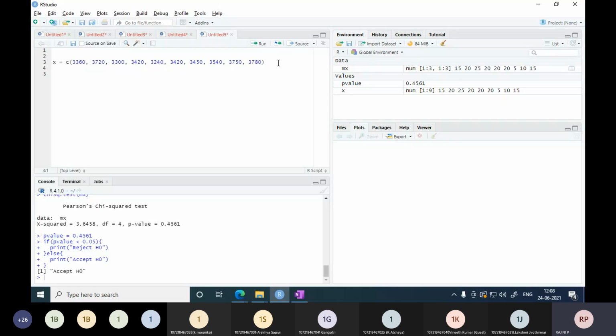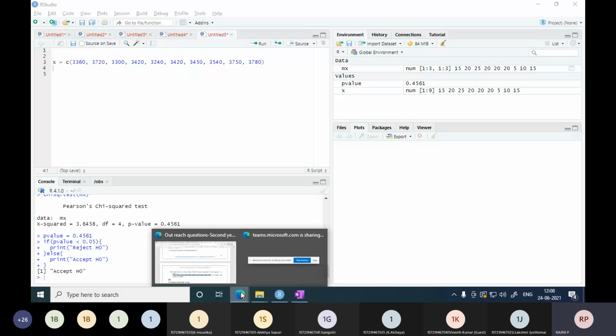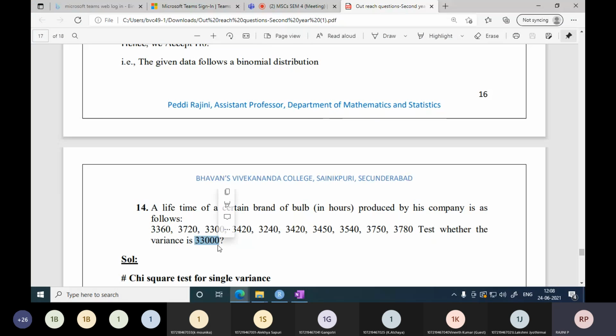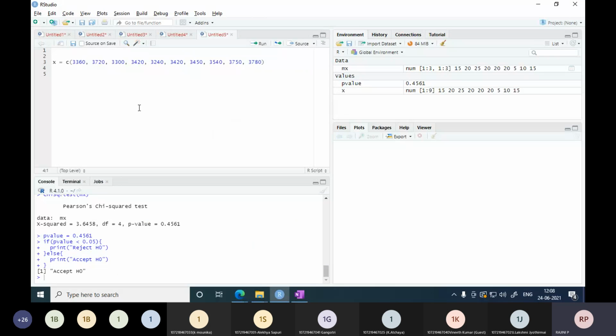What do you need to do? What is the chi-square formula here? Check what data they have given. They have given you the sigma square, the population variance, 33,000, right? So write that population variance, POPV, is equal to how much they gave? 33,000. And what is the sample size? N is equal to what? 10. This is the data they gave.